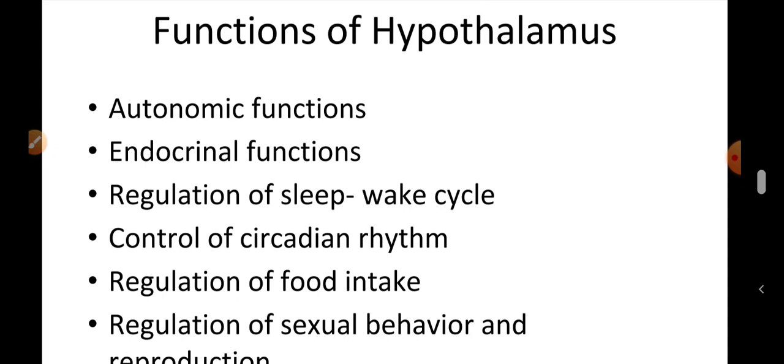Also, the hypothalamus regulates the peristaltic and the secretomotor functions of the alimentary tract. The posterior and lateral hypothalamus diminish the secretion and the motility of the gastrointestinal tract, whereas the stimulation of the anterior and the medial hypothalamus increases the peristalsis and secretomotor functions of the alimentary tract.